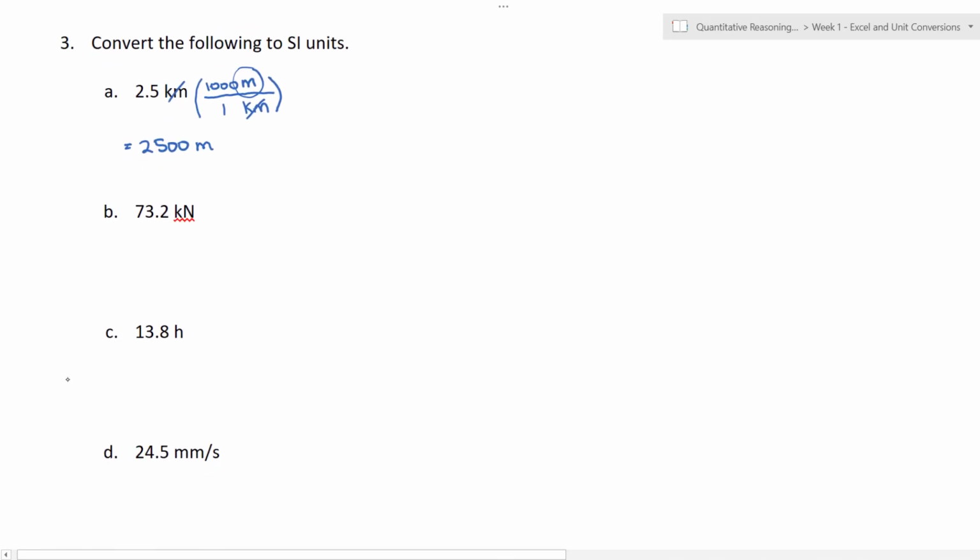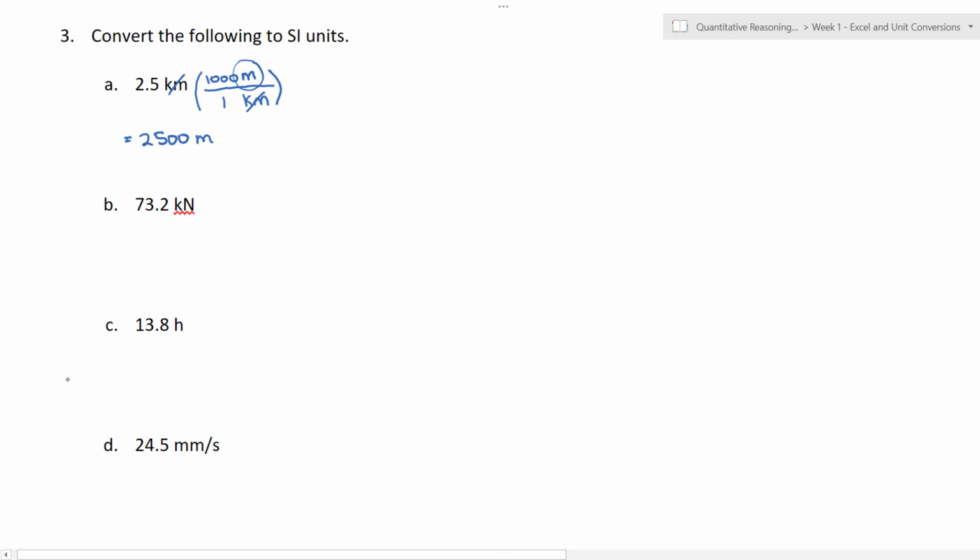We'll do it again. 73.2 kilonewtons. So we want to get rid of kilonewtons and change it to the SI unit for force, which is newtons. So I'm going to get rid of kilonewtons. I'm going to put it in the denominator so it cancels out with the kilonewtons that's here in the numerator. And instead of kilonewtons, I want newtons. Now I have to write what's equivalent to what. 1 kilonewton is the same as 1,000 newtons. Just like 1 kilogram is the same as 1,000 grams, for example.